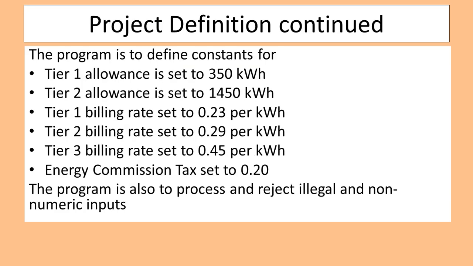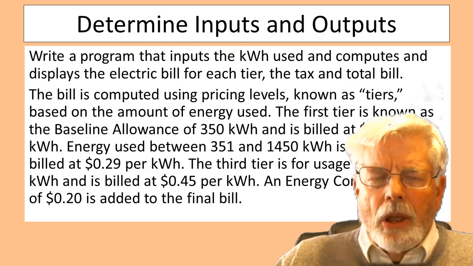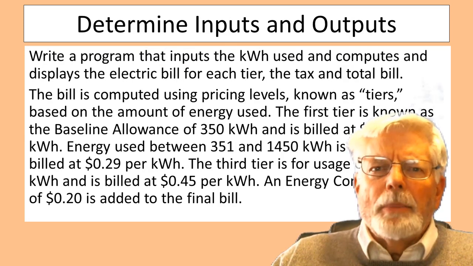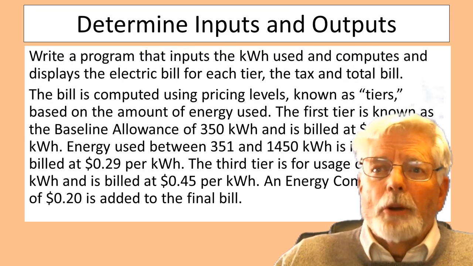The project definition also states that constants need to be defined for Tier 1 allowance set to 350 kilowatt hours, Tier 2 allowance set to 1,450 kilowatt hours, Tier 1 billing rate set to 23 cents per kilowatt hour, Tier 2 billing rate set to 29 cents per kilowatt hour, Tier 3 billing rate set to 45 cents per kilowatt hour and a constant for the Energy Commission tax set to 20 cents. The project may seem really complicated until we break it down into smaller pieces.